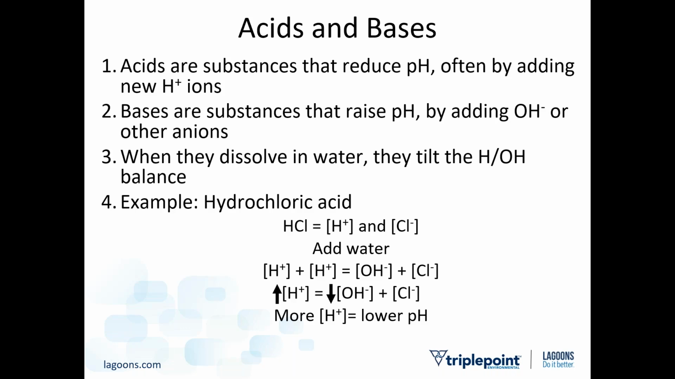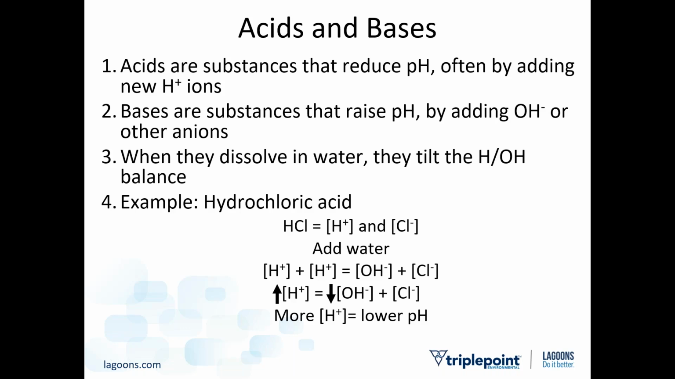Bases are the opposite. Bases are substances that raise pH. They can add OH- or other negatively charged species, but they raise the pH. They deplete the amount of H+ in the water. So these are things that really tilt the balance between the two water types, H and OH. So here's an example on the bottom of how this math works out a little bit.